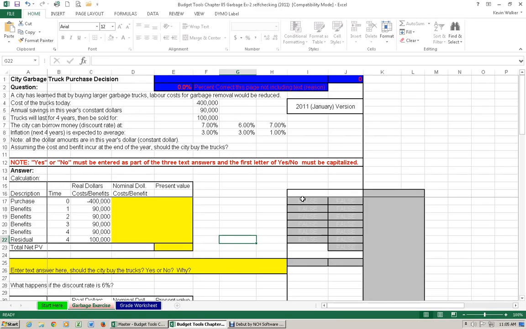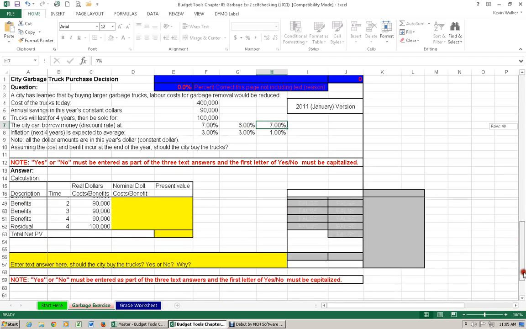Okay, the garbage exercise number 2. We're going to do something a little bit more complex than the conventional decision. We're going to take into account the discount rate at which the city can borrow money, and what the inflation is expected to be over the next 4 years. In this case, we're going to use two different discount rates, 6 and 7%, for these three problems.